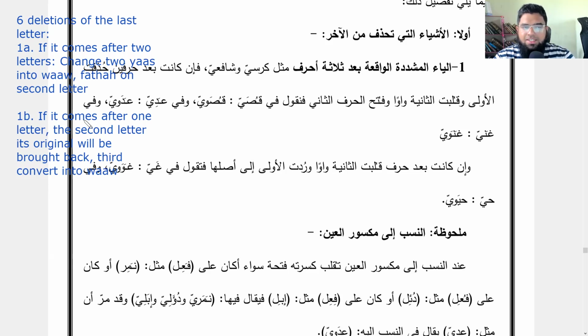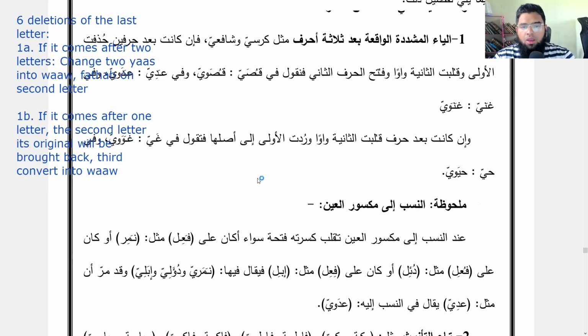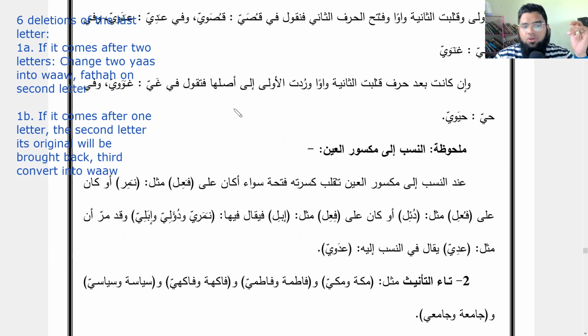What's the difference between the first and second? In the first, whatever the original is will change into a wow itself. Like you can remember Adavi. He's from the tribe of Adi. So Adavi. And this Hay, Hawavi, Hayavi. And second, the original is repeated.